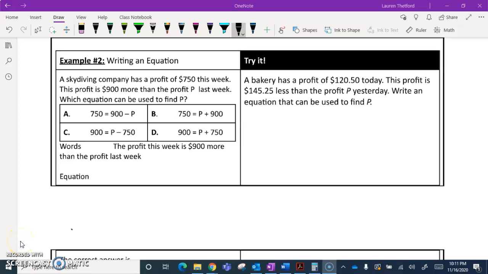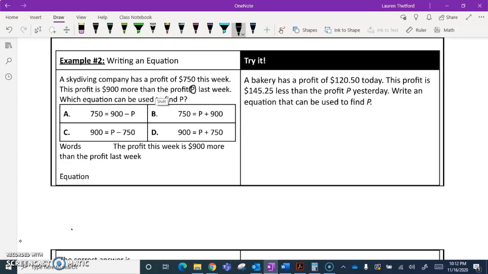Example 2, writing an equation. So a skydiving company has a profit of $750 this week. This profit is $900 more than the profit last week. We're going to use P in the equation. So they just put a P here to let you know that P in the equation means profit. Which equation can be used to find P?